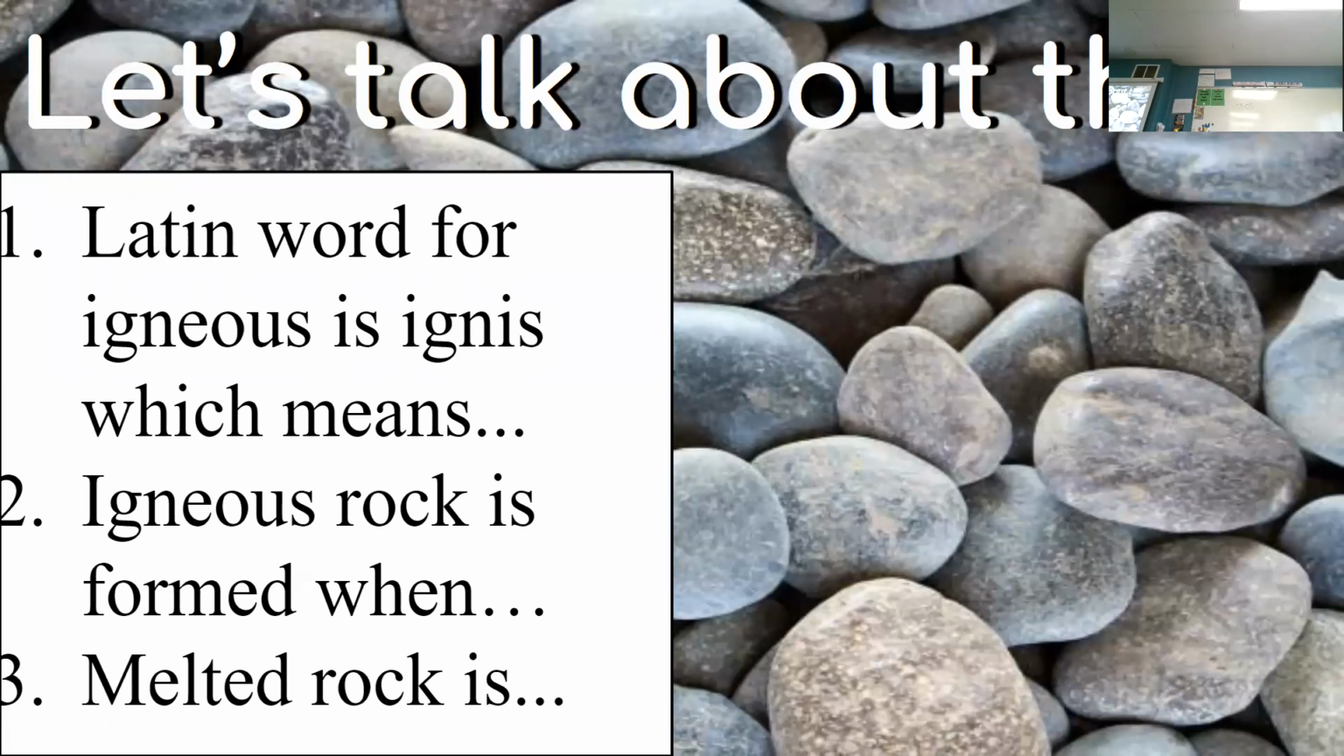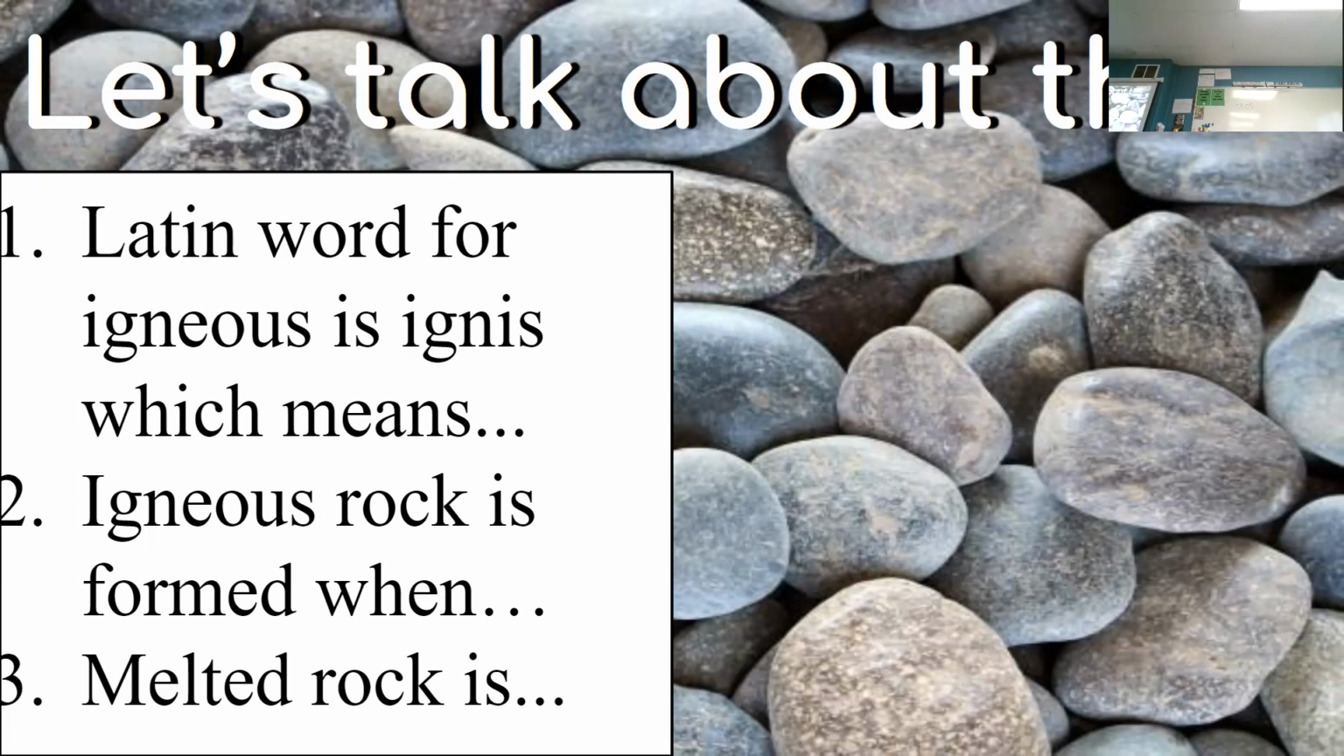Number 1, the Latin word for igneous is ignis, which means ... Igneous rock is formed when ... Melted rock is ... So you are filling in what comes next after those. The Latin word for igneous is ignis, which means what? Igneous rock is formed when blank, and then melted rock is what?